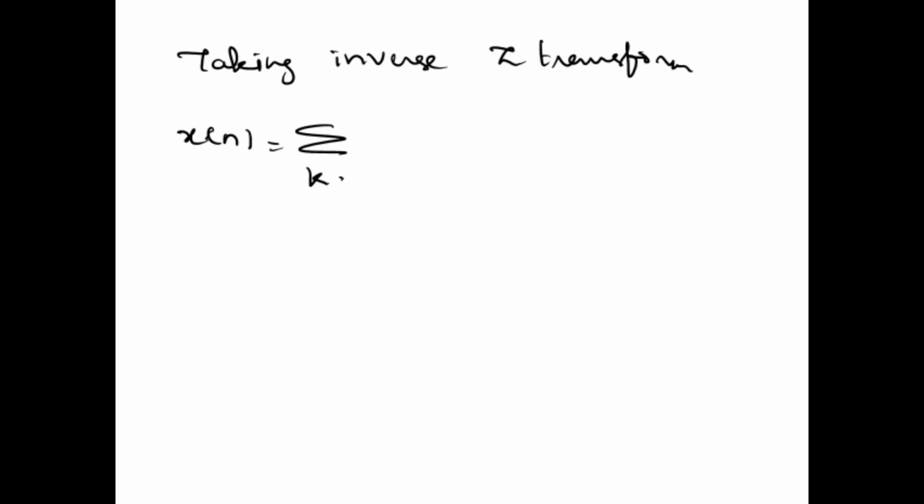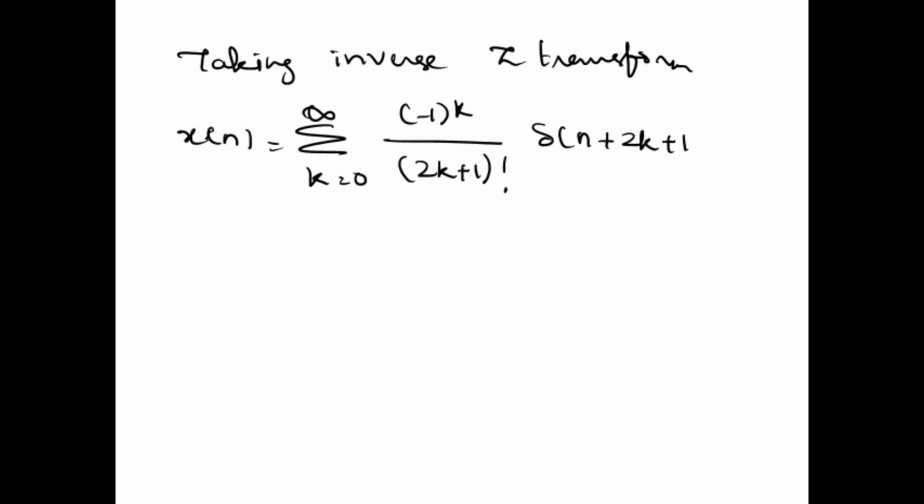Taking inverse z transform, we get x of n is equal to summation k is equal to 0 to infinity minus 1 to the power k divided by 2k plus 1 factorial into delta of n plus 2k plus 1.